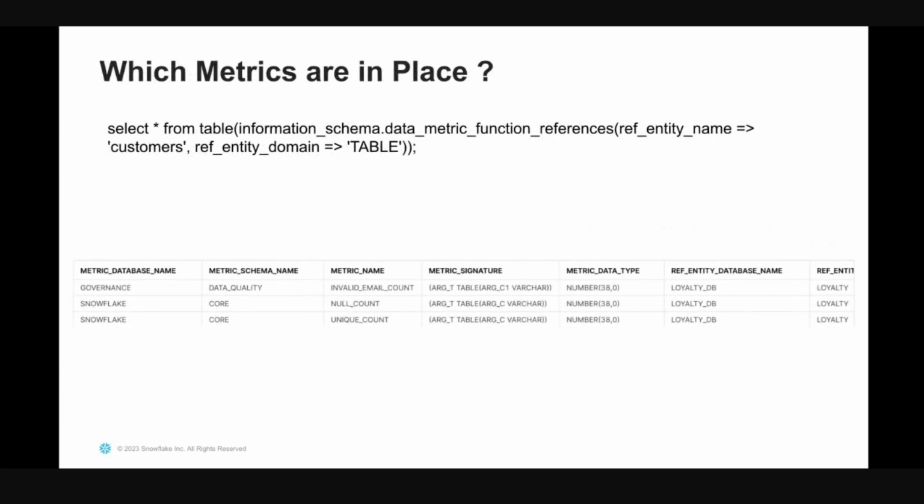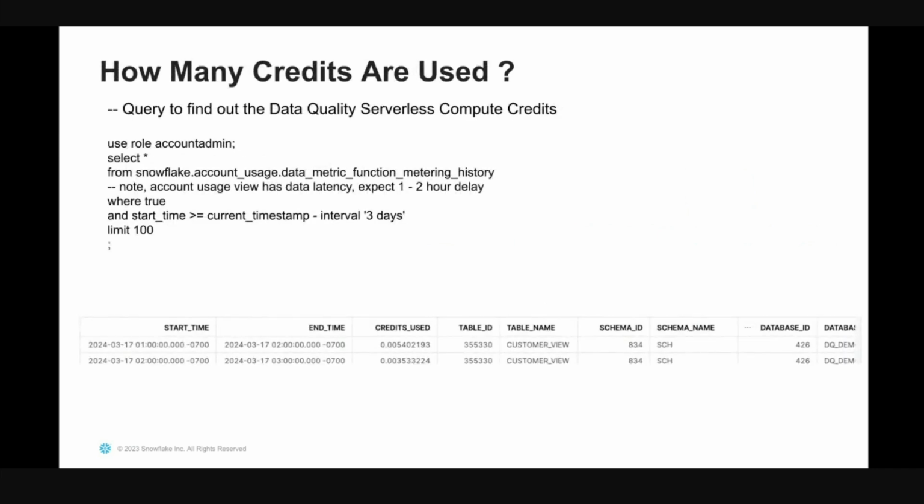So the reason why you go into private preview is because then you get feedback from customers, and then you adjust things. How do I know what metrics are in place? I can write a metric function references SQL query to find out what sort of functions have been associated with my customers table. And I can see I've got some data quality checks. What do I have? I've got some invalid email count and null count and unique checks in here.